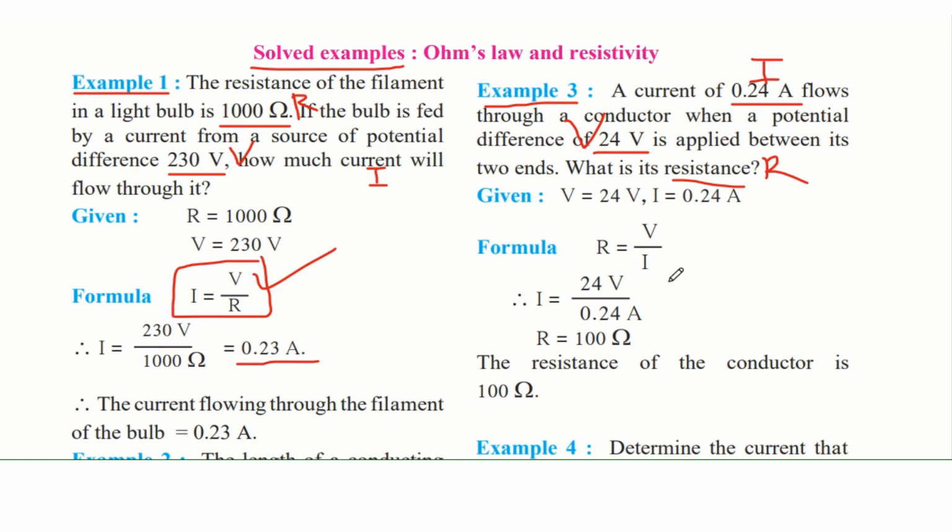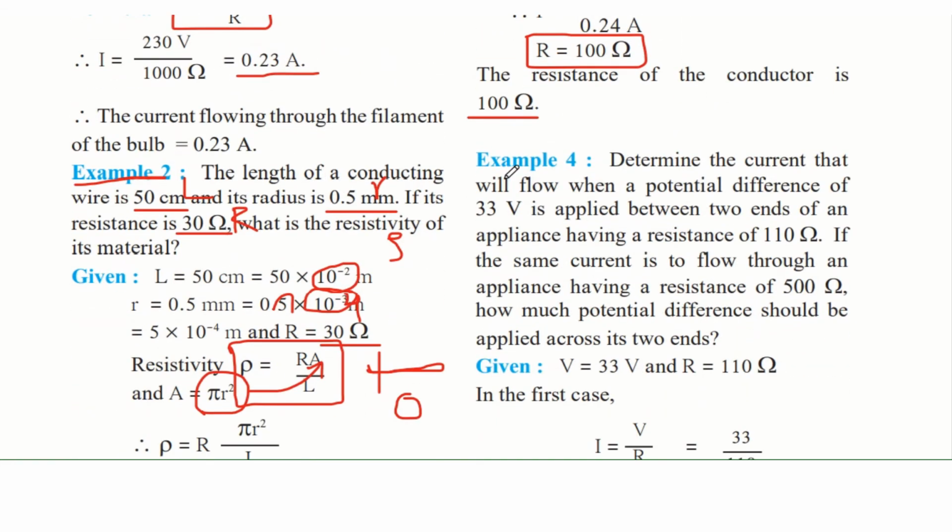So when you rearrange the formula, we can get R is equal to V upon I. And we just substitute the values of V and I to get the answer as the resistance is equal to 100 ohms. Example 4. Determine the current that will flow when a potential difference of 33 volt is applied between two ends of an appliance having a resistance of 110 ohm.